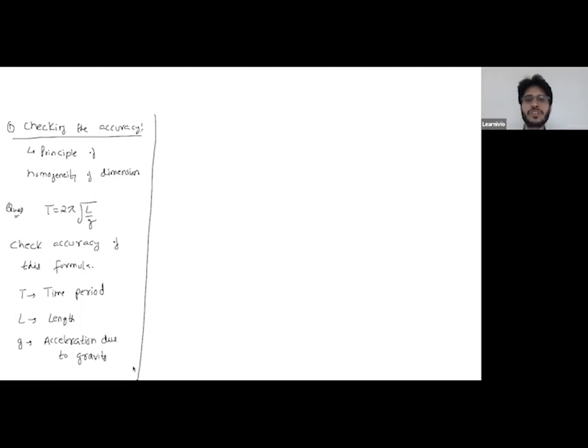So you just have to check whether this formula is correct or not. To check the accuracy, first start with the left hand side. On the left hand side you have T, the time period, and its dimension is T1. Then we will start with the right hand side. On the right hand side you have 2 pi root over L by G. So you will write the dimensions of 2 pi root over L by G.